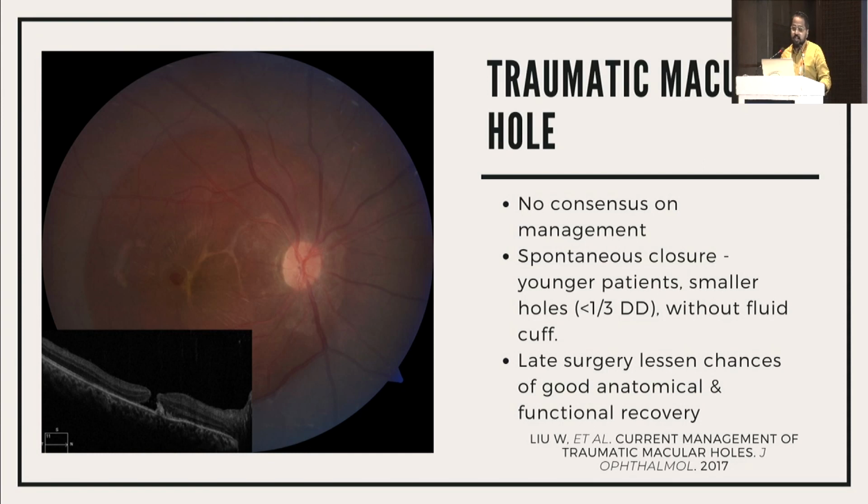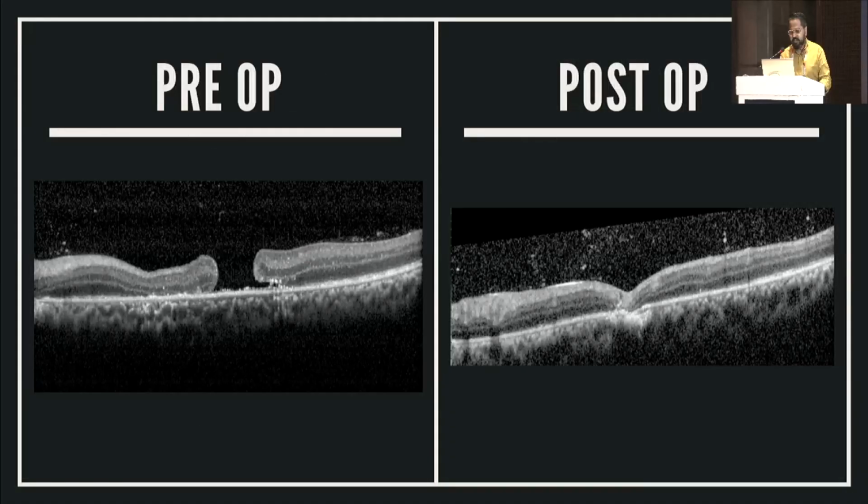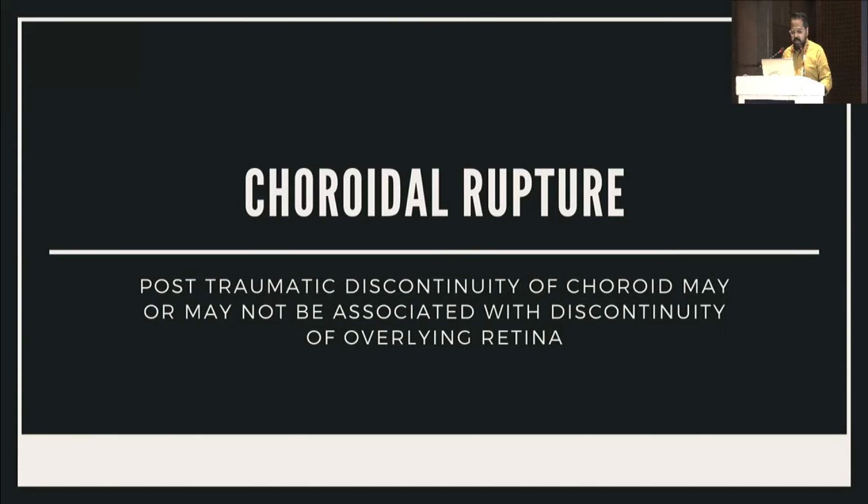Spontaneous closure occurs in young patients and smaller holes, which are less than 1/3 of the disc diameter and without a fluid cuff. Late surgery lessens the chance of good anatomical and functional recovery. This is a case where we had a pre-op, and this is the post-op showing the closure of the macular hole. So now coming to the second manifestation, which is choroidal rupture.